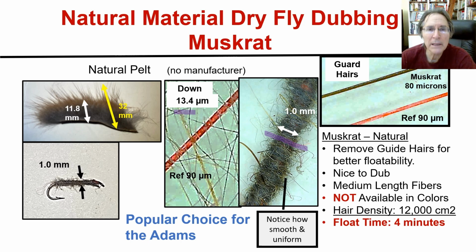You can get some lifelike movement if you include the guard hairs. They're fairly thin at 80 microns. The length is 32 millimeters, and you can trim them to different lengths to get you the desired texture you're looking for. Float time is about 4 minutes. Unfortunately, you can't get this dubbing in any colors except for the natural shades.